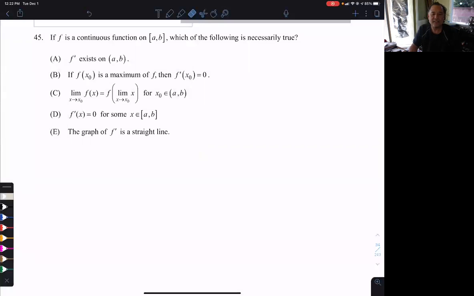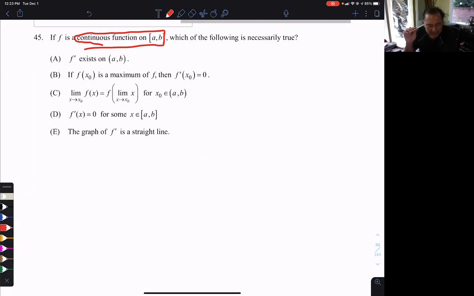This is 1973, number 45. And let's look at what we have. Key thing, we have a continuous function on a closed interval. We don't have differentiability. So think about this, based on theorems that you've gone over. If you have a continuous function, you have the intermediate value theorem that's guaranteed, but you don't have the mean value theorem or Rolle's theorem.